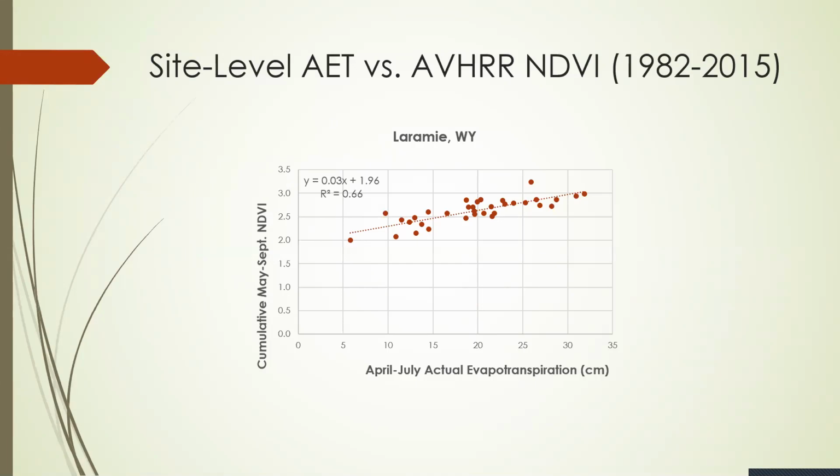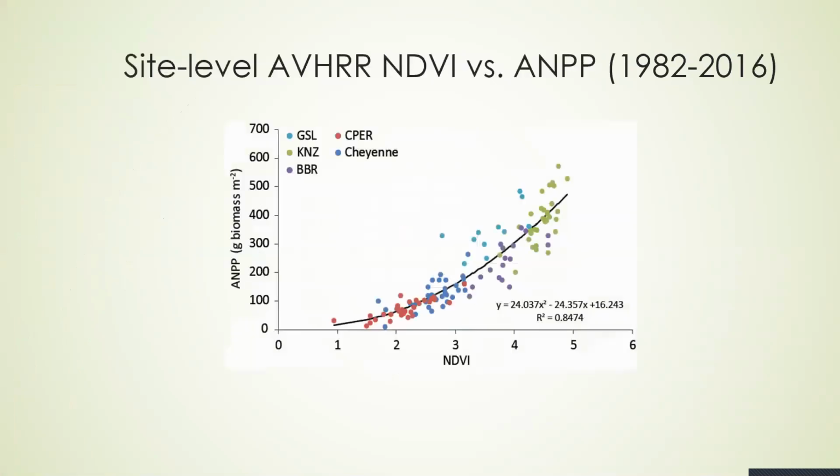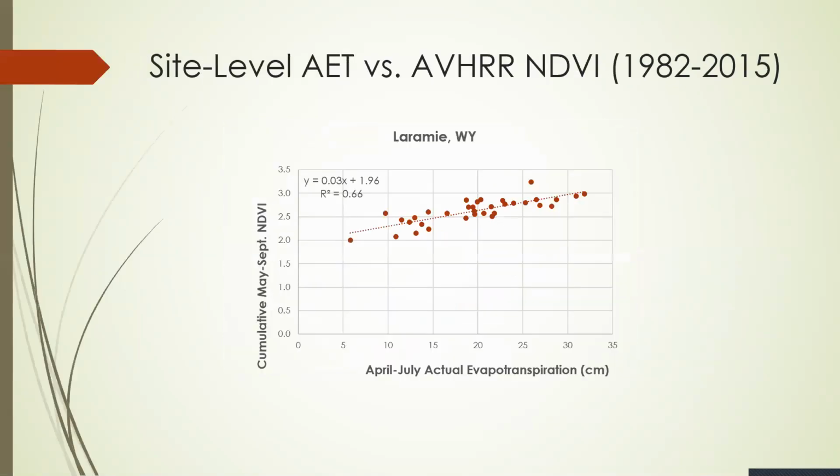This is really, in our model, the core of what we do. We basically predict actual evapotranspiration, and then we go to this regression for Laramie County and say, okay, how much will the NDVI be for that county for that year? And then we use the previous curve to say how much plant productivity you get. So these two figures right here are the heart of the model. We use this curve to say, given the NDVI, how much production do you get? And this curve to say how much NDVI we have for the given amount of actual evaporation. So these are really the heart of the model.